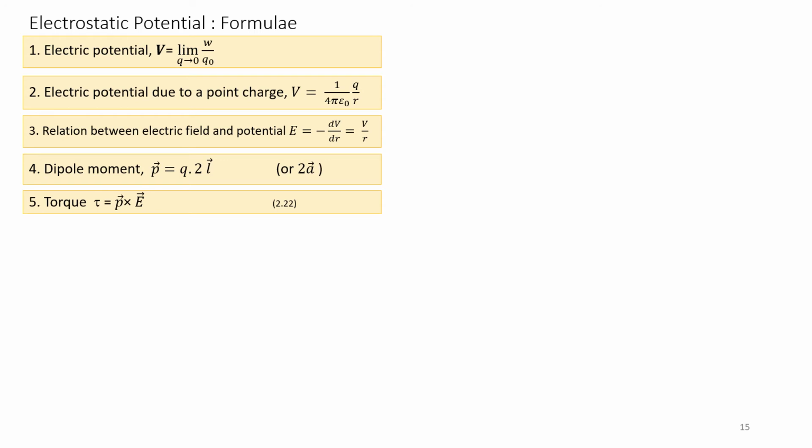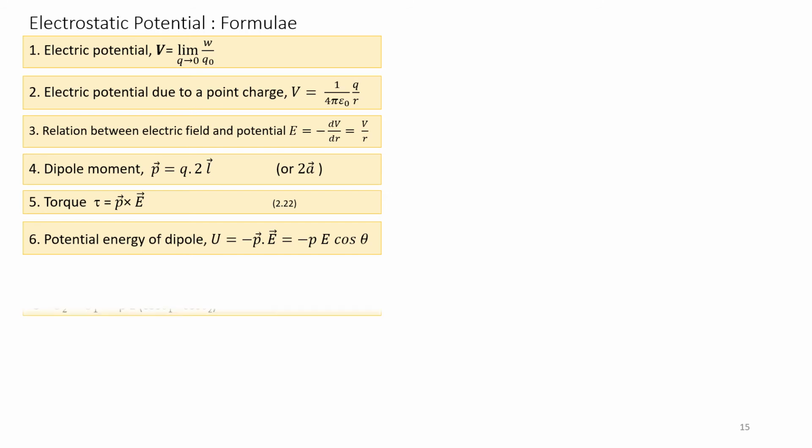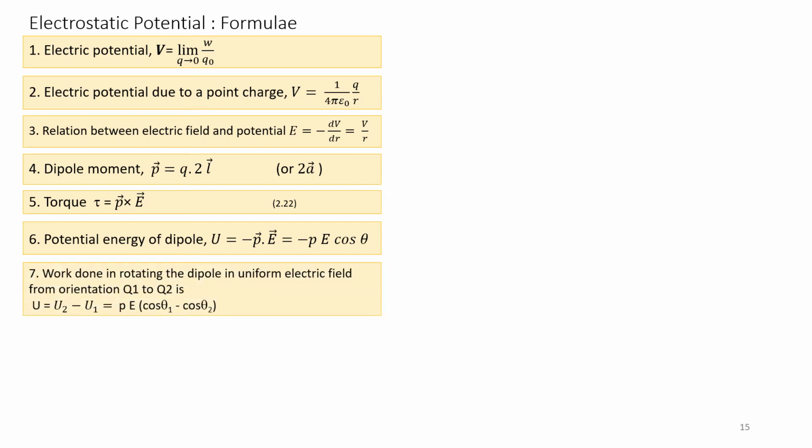Torque tau is equal to the cross product of dipole moment and electric field, that is tau is equal to P cross E. Potential energy of a dipole is U is equal to minus the dot product of dipole moment and electric field, that is minus P E cos theta.